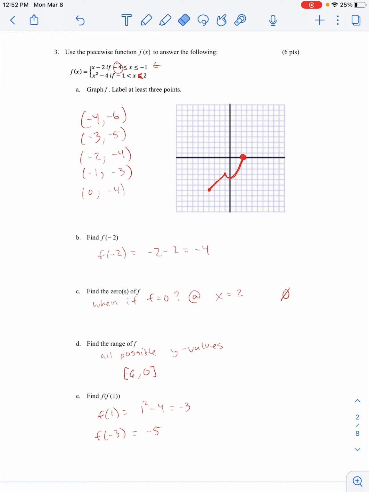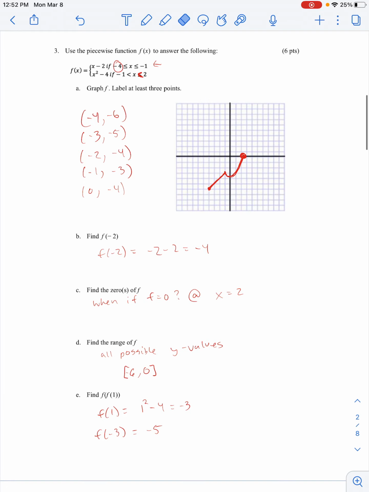Okay, for D, we want to find the range of f. So that's all the possible y values. We're basically going to take the lowest y value here, which is negative 6, up to the highest y value, which is 0. A lot of you found the domain instead, which would be all possible x values, and the domain was negative 4 to 2. We're looking for the possible y values.